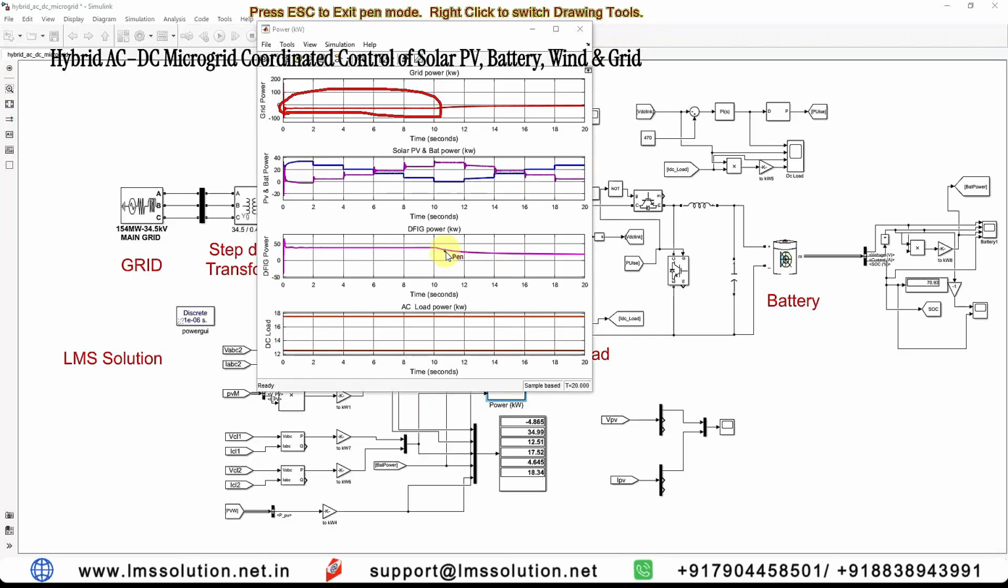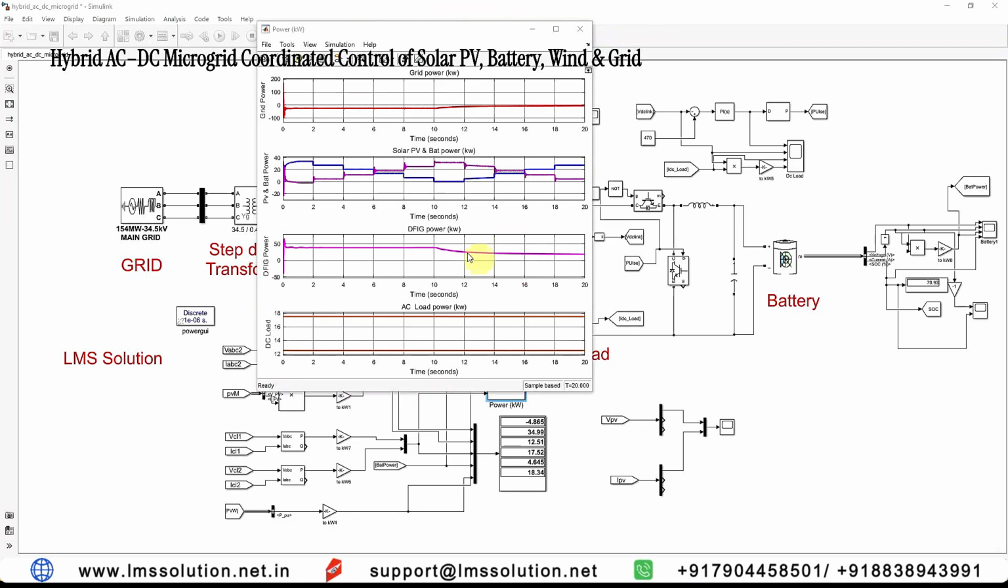Because of that, power is reducing here. Because of that, the power given to the grid is going to be reduced. That's why the power is decreased. That means the power in the negative region goes to near 0 because of the reduction in the wind power, because of the reduction in the wind speed.